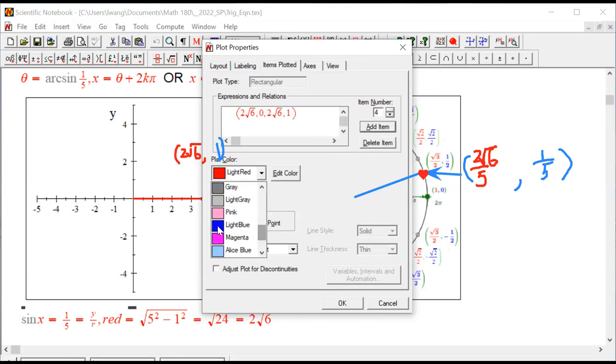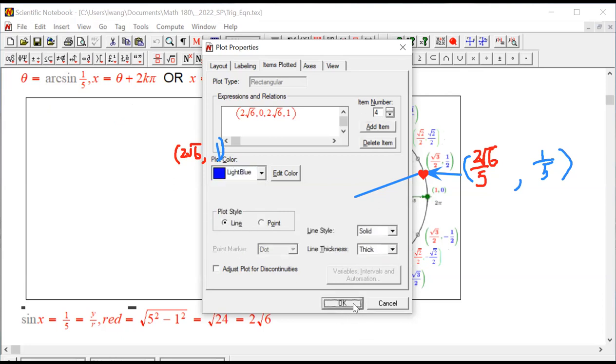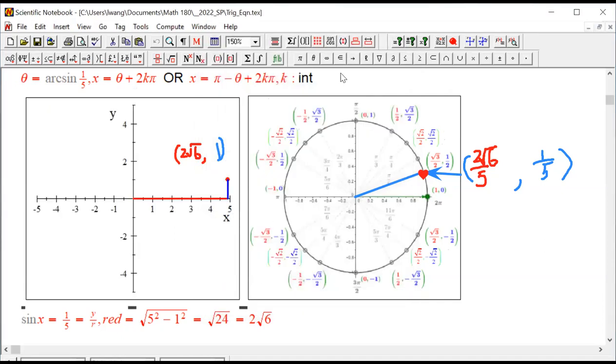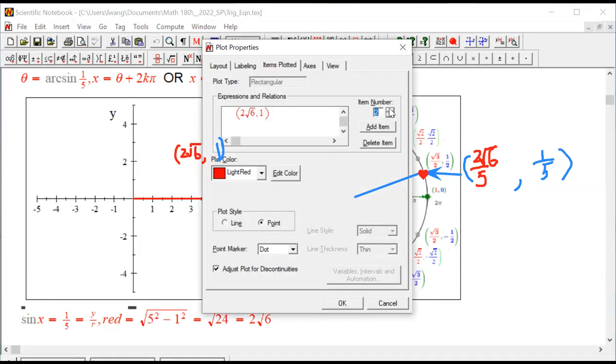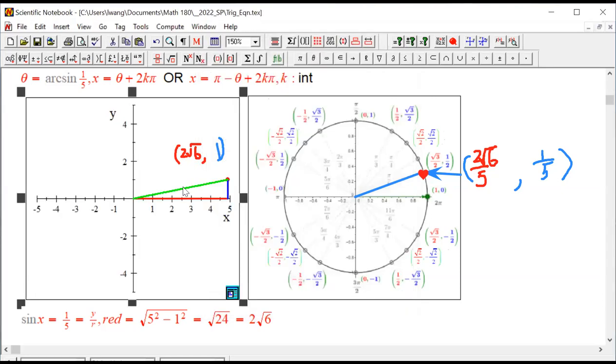That's the blue. That's the blue, right? And last but not least, that should do the work. There, right? So this is the 5, this is the 1, this is 2 times √6, okay? And this point is accordingly, but it's on the unit circle.